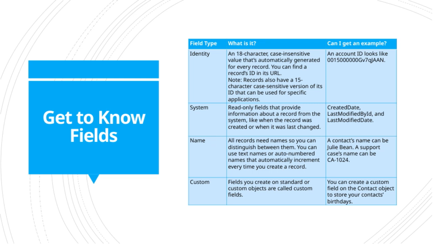Finally, there are custom fields. These are fields you create yourself on either standard or custom objects to store specific data relevant to your needs. For example, you might add a custom field on the contact object to store each contact's birthday. Understanding these different field types helps us manage and organize our data more effectively, which is key to leveraging the full power of the system.